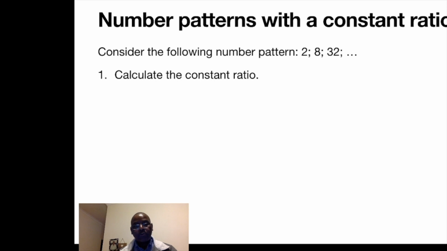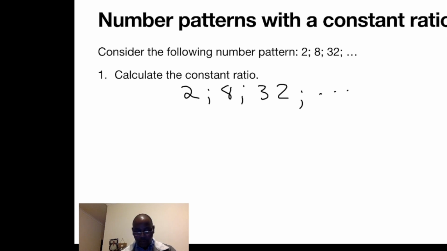Let us look at an example. We are given three terms of this sequence. The first term is 2, second term is 8, and the third term is 32. Now this time, if you try to subtract 2 from 8, the answer that you get will not be the same as 32 minus 8. That tells you straight away that this particular number sequence is not arithmetic or linear.